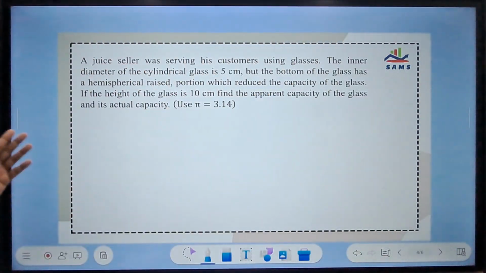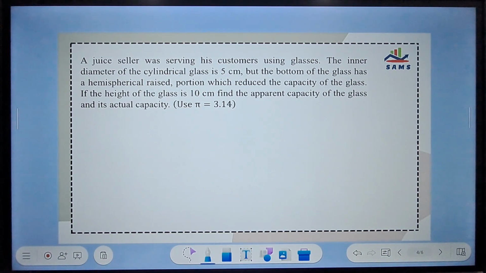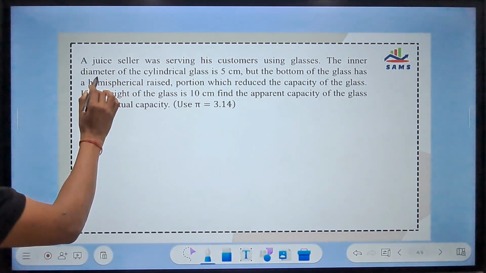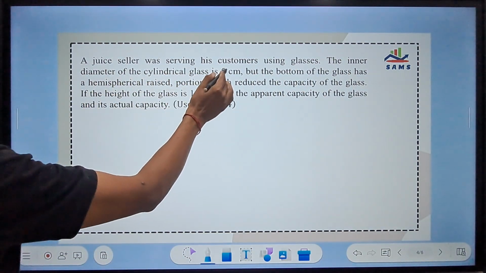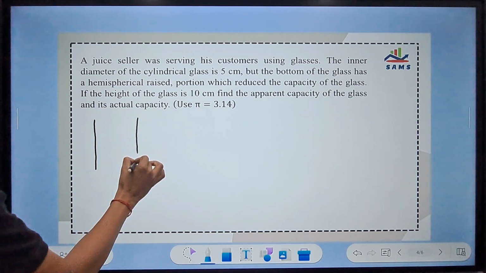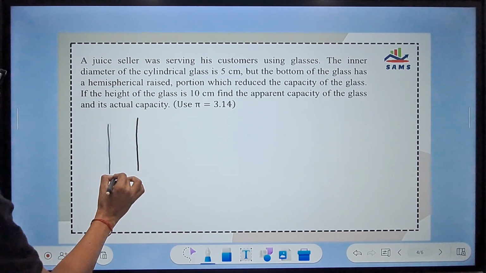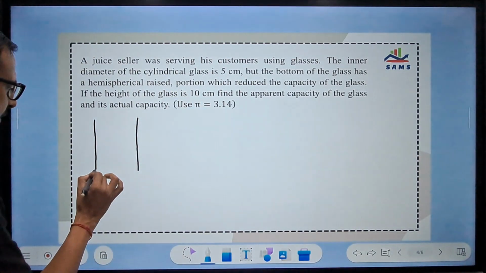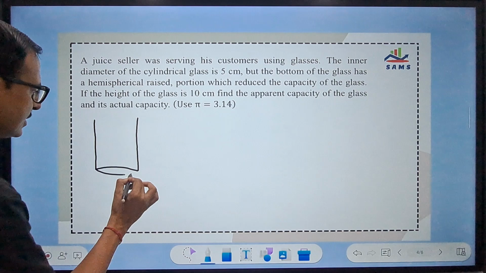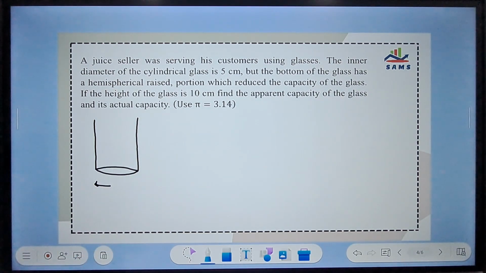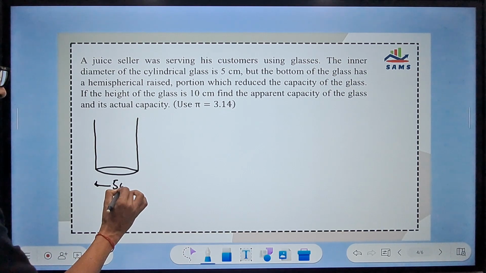Likewise, we have a question here where there is a juice seller who was serving his customers using glasses, and the inner diameter of the cylindrical glass is 5 centimeters. So the glass is like this. So we have drawn a glass. The inner diameter, so this diameter is given in the question as 5 centimeters.